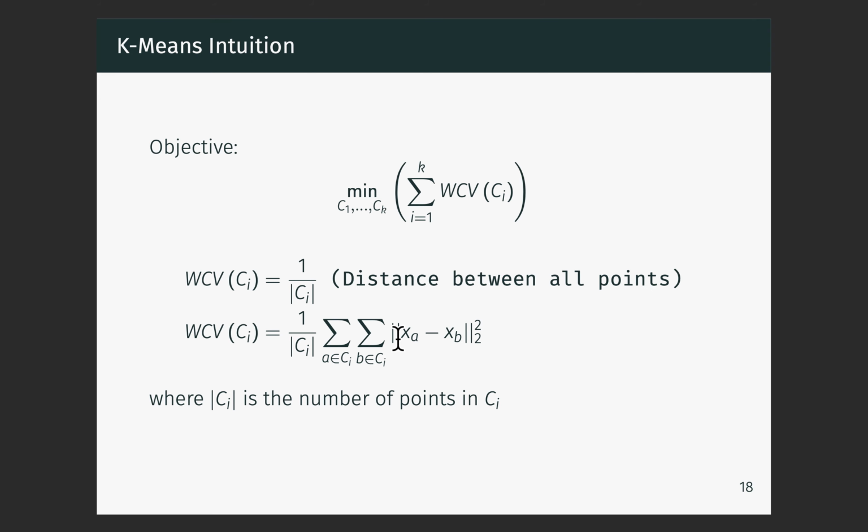And you can mathematically write it as a double summation over each point A and each point B belonging to that cluster Ci, and you compute the distance between XA and XB. If you look at this notation, this is basically saying that you're computing the square of the L2 norm. And we use this convention because XA and XB are vectors. They need not necessarily be scalars. And the cardinality of Ci is definitely telling you the number of points in Ci.